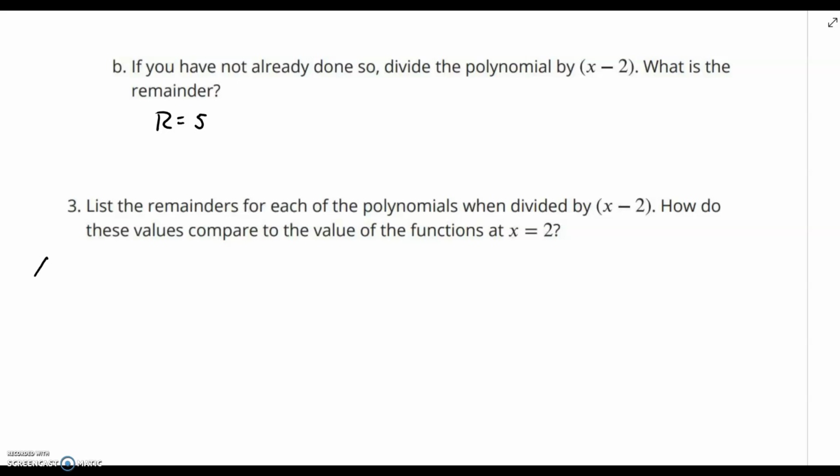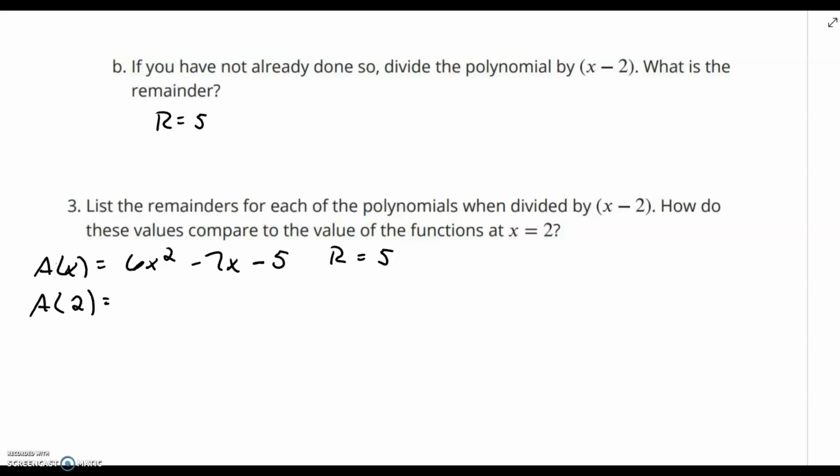So for a of x, the polynomial a of x was 6x squared minus 7x minus 5. Now, when we divided that by x minus 2 using synthetic division, the remainder was equal to 5. Now the question is, what is the function a evaluated when x is 2? And how do I do that?